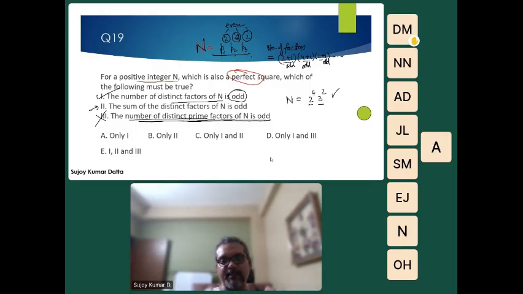The number of prime factors also being an odd number is not necessary. The number of factors is definitely odd, but the number of prime factors could be even or odd. So straight away, this is not correct. The answer has to be either one, I mean, not only one, not only two, because we already know one is correct. So this is also out.